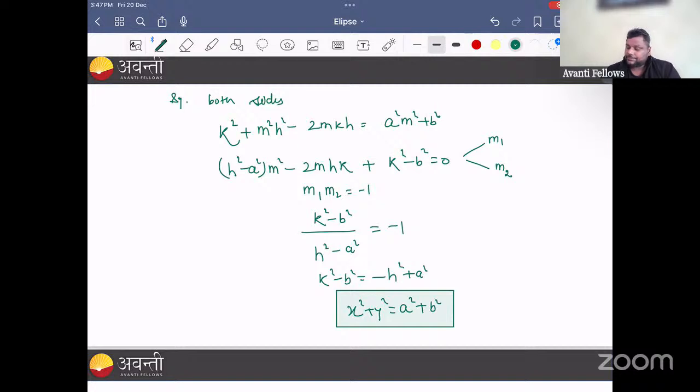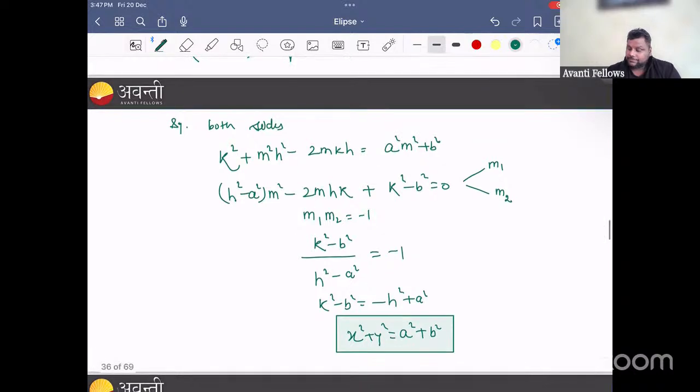Understood? Have a look. So this is the equation of director circle.